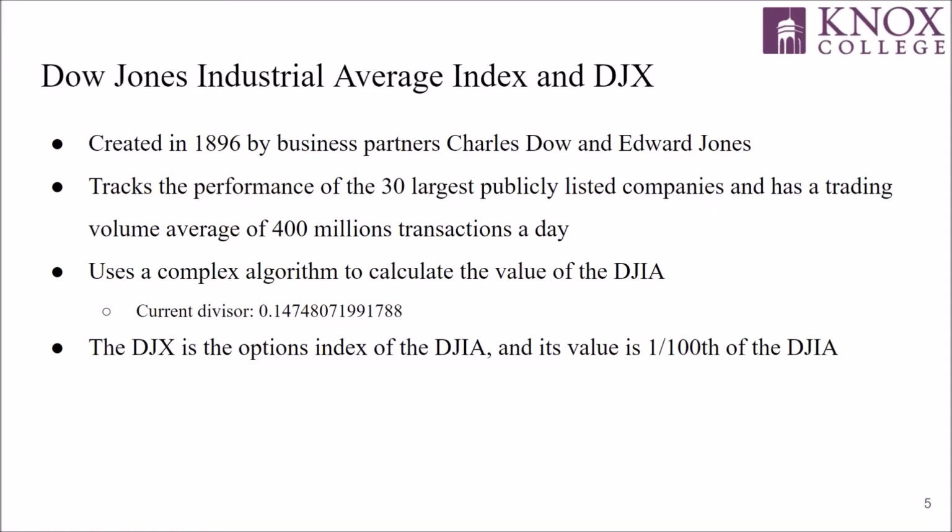And the DJX index is the options index of the Dow Jones, and it's represented by 1/100th of the value of the Dow. So the Dow's probably at about 34,000 today, 34.5. Divide that by 100, and that's what you're going to get as your value for the DJX index. A little plug, today is the 125th anniversary of the Dow Jones, so 125 years ago today, it was first traded in New York.